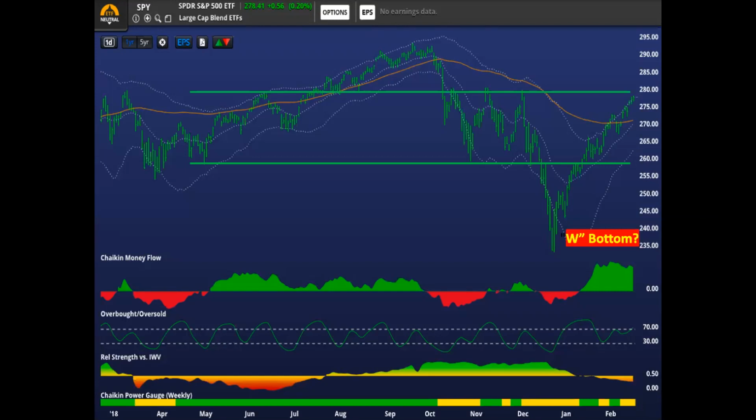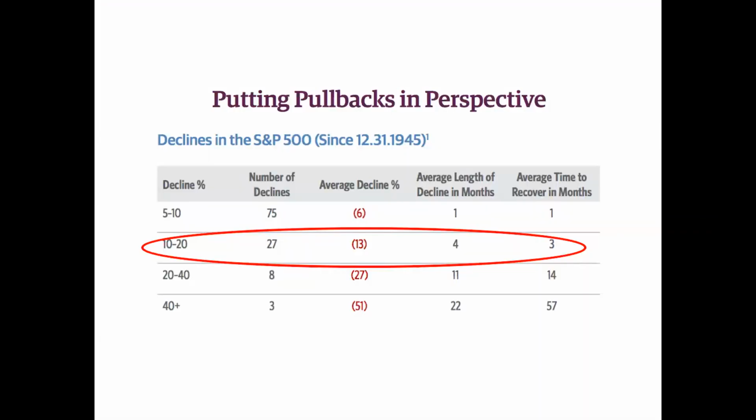This time is different, and I really and rarely ever say that in my 50-year career on Wall Street. And here's why I think it's different. Let's start out by putting pullbacks into perspective.